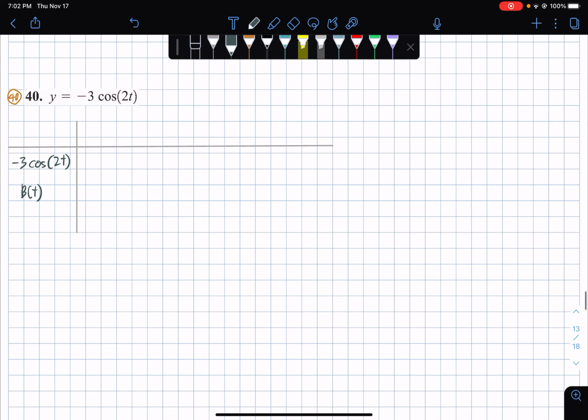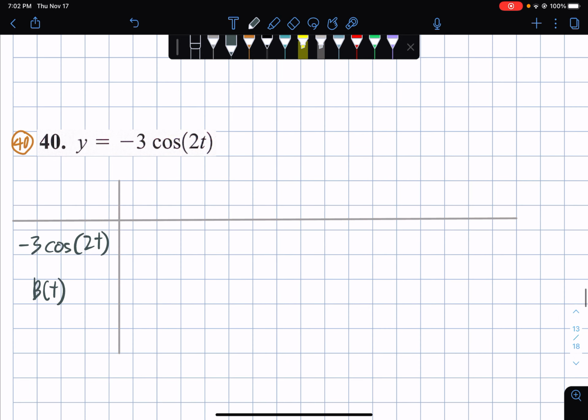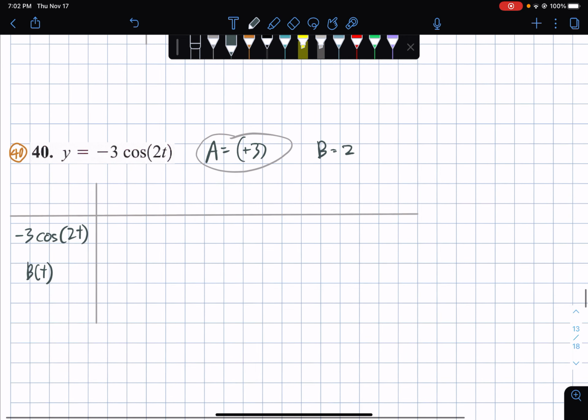Let's move to number 40. So the amplitude is negative 3, but of course there's absolute value, so this will be positive 3. The b variable would be 2, and our period would therefore be pi.